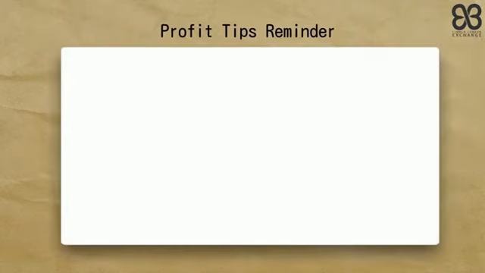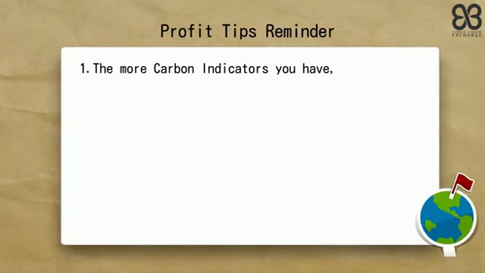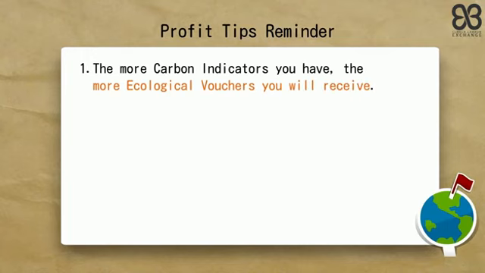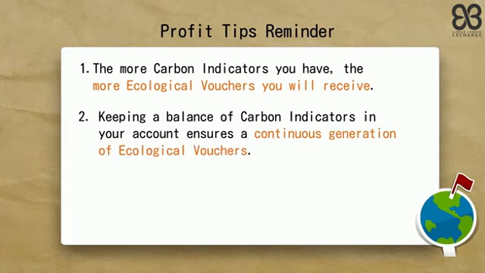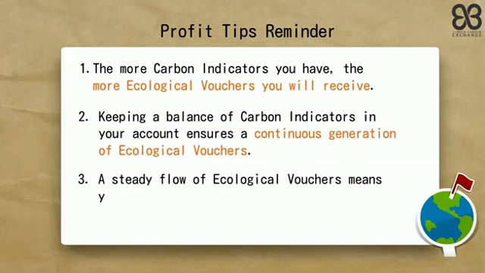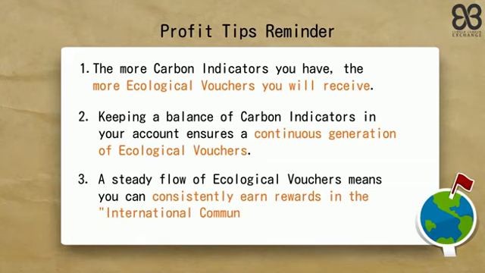Profit tips reminder. 1. The more carbon indicators you have, the more ecological vouchers you will receive. 2. Keeping a balance of carbon indicators in your account ensures a continuous generation of ecological vouchers. 3. A steady flow of ecological vouchers means you can constantly earn rewards in the International Community Development Program.